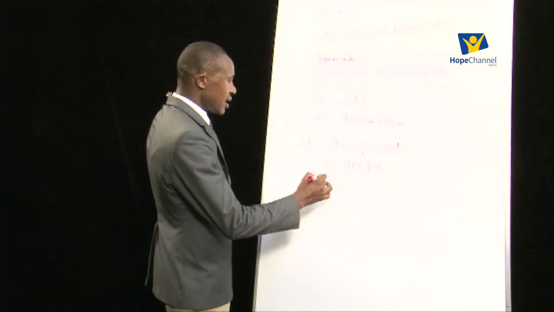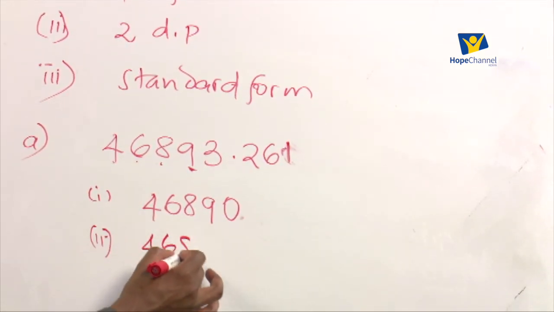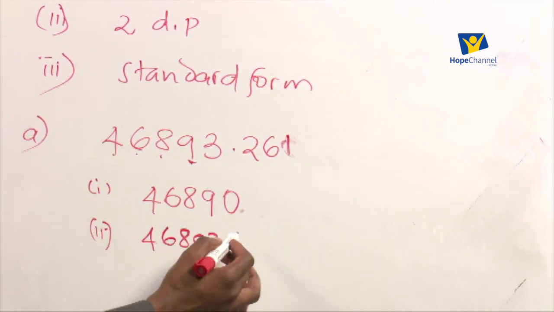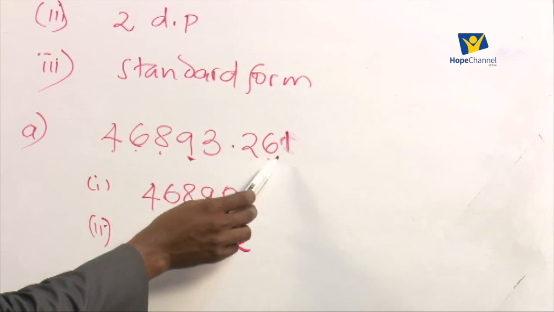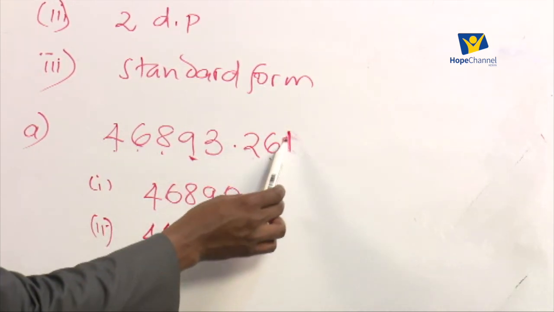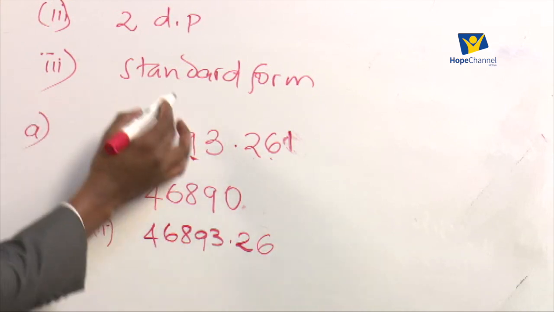Roman 2, to 2 decimal places, we shall be having 4689.26. So we count 2 decimal places, the first one, the second, the other one is a 1. 1 is less than 5, so we drop it. So we have 0.26.